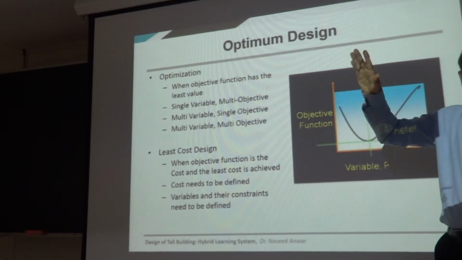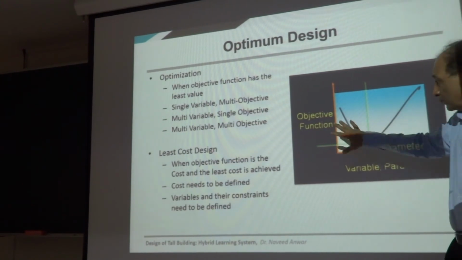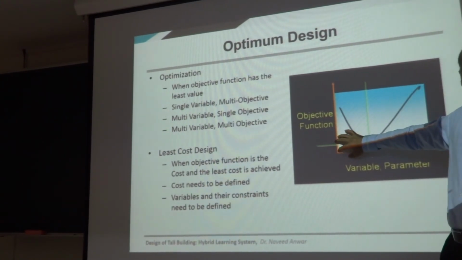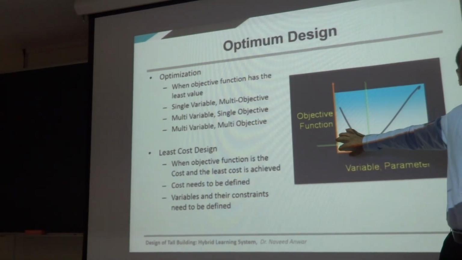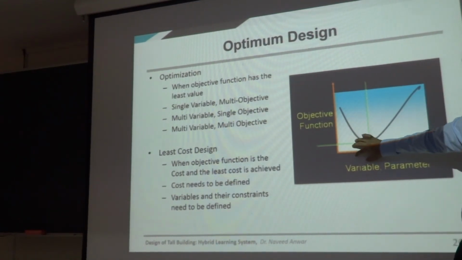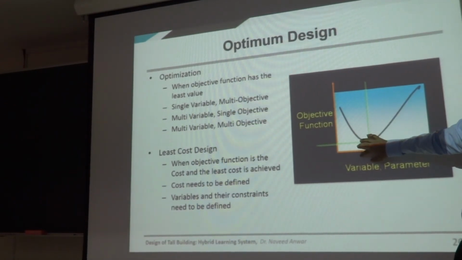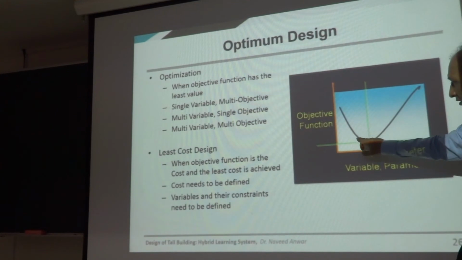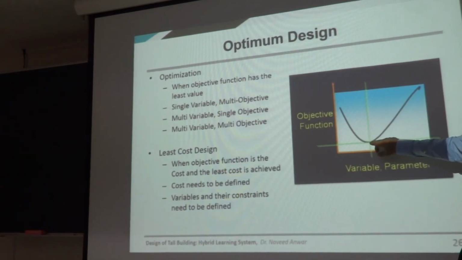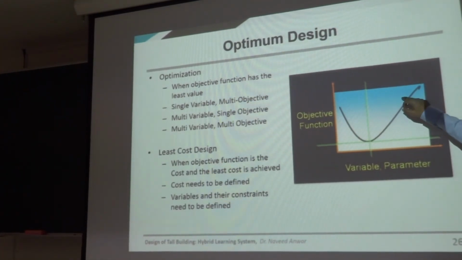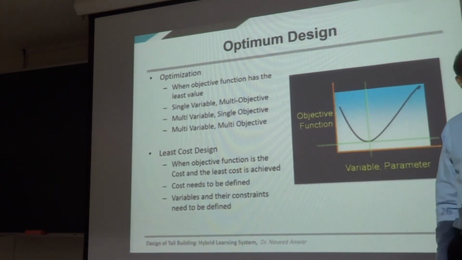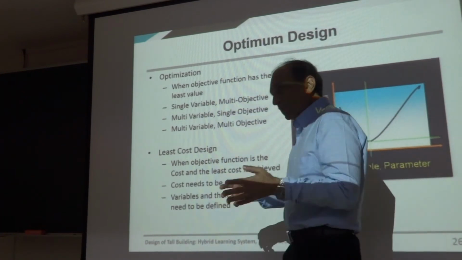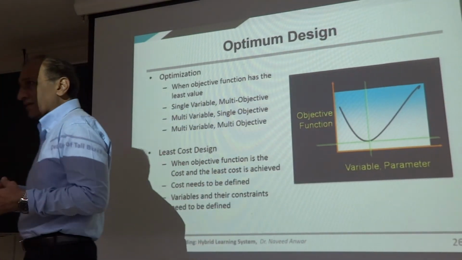Whatever you are doing in anything, at some point in that variable range, whatever you're looking for, it will be uneconomical. Once you change that variable, the performance or cost or whatever you're talking about will become low until the slope becomes zero, and then it will start to rise again. Right? So we are looking for this point.